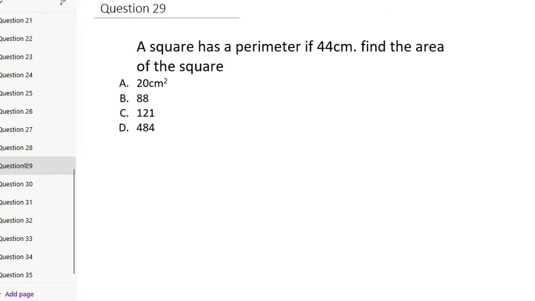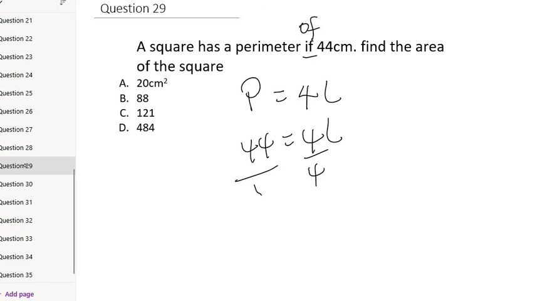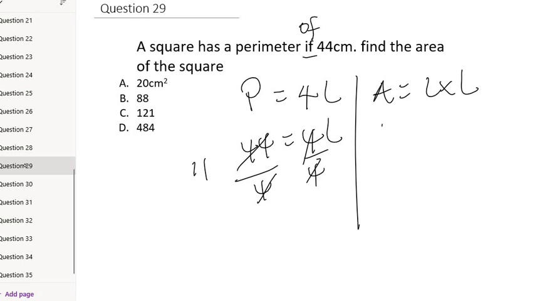Question 29. A square has a perimeter of, this is meant to be of 44 centimeters. Find the area of the square. The formula for calculating perimeter of a square, P equals 4L. So we need to find length. If perimeter is 44 equals 4L, to get length, divide both sides by 4. 4 cancels 4. 4 into 44, 11. Area of a square is length squared or length times length. Since length is 11, area will give me 11 times 11, which will give me 121. The right answer is C.